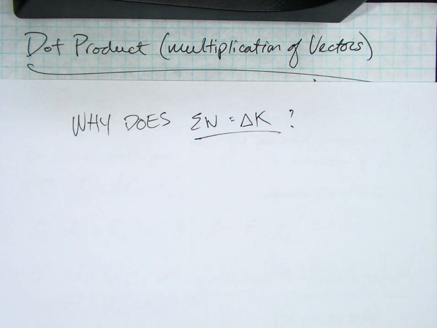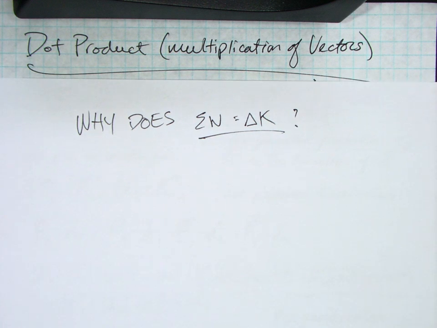Okay, guys, the purpose of this video is to help you understand why net work equals changing kinetic energy, or why the work-energy theorem works. To fully understand this, we have to talk about vector dot products. Now, this is something that you haven't learned before, so that's why this is optional, right? I want you to have a chance to understand by learning something a little bit new.